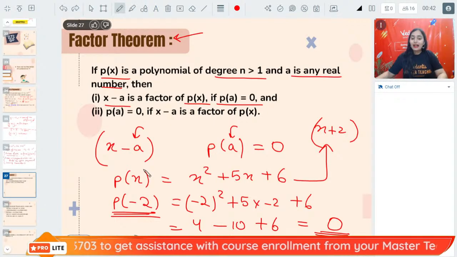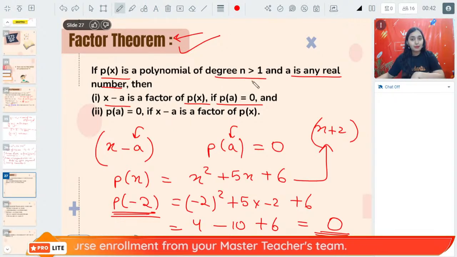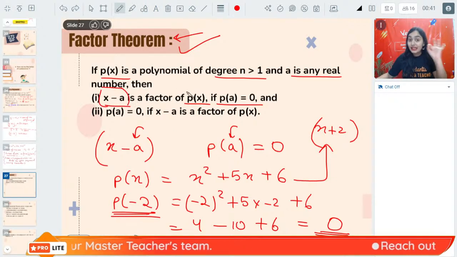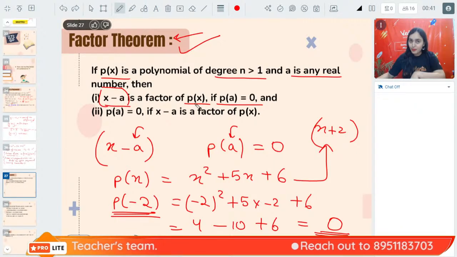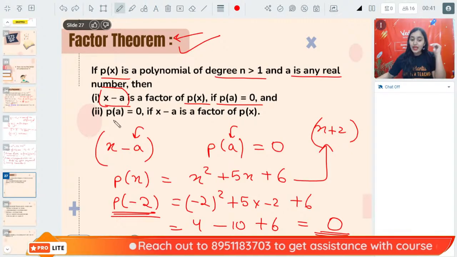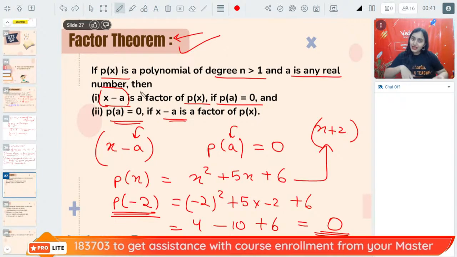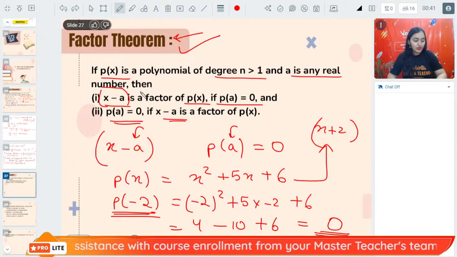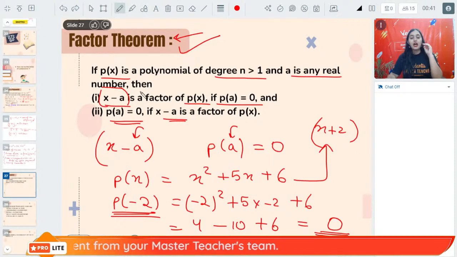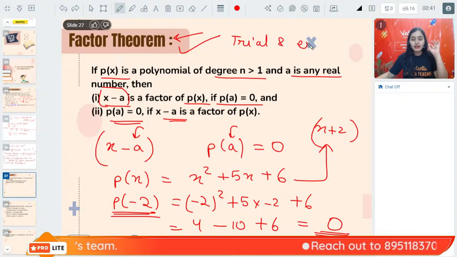Hi Alia. So the factor theorem also tells us the same thing. The factor theorem tells us that if px is a polynomial with degree greater than 1, then x minus a, which is a linear polynomial, will be a factor of px if pa is equal to 0. Alright? And vice versa is also true. If pa is equal to 0, then x minus a is a factor of px. If x minus a is a factor, pa will be 0. So vice versa, both are true. Okay? Yes, amazing Chetna. So, basically, it is trial and error. Trial and error.